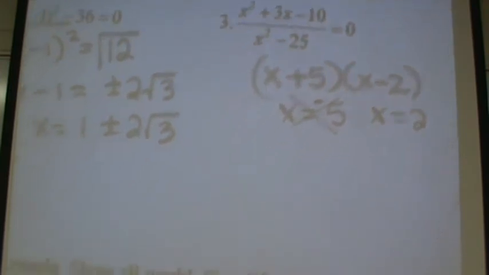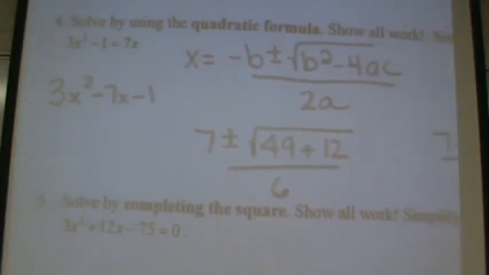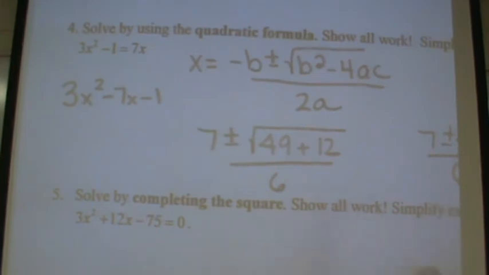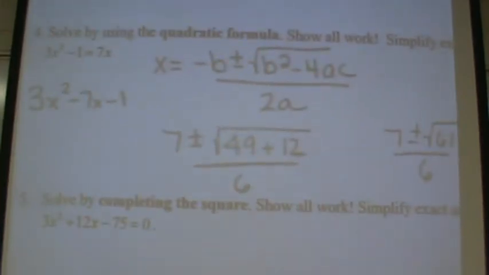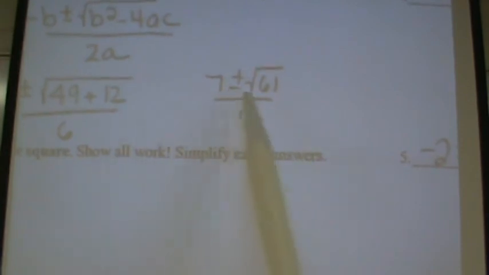Number 7. We still struggle with the quadratic formula. Do you guys remember it? If you don't, write it down. It's negative b plus or minus square root of b squared minus 4ac all over 2a. You gotta make sure you know what a, b, and c are. Get it in the right order. Okay? This answer, jot it down. It's 7 plus or minus root 61 over 6. Make sure you know how to simplify those.